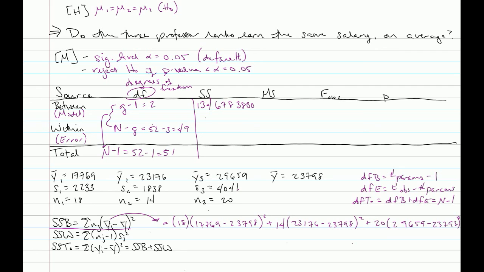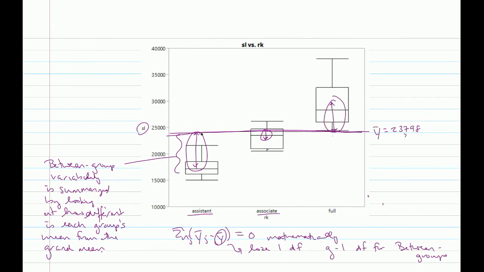So I need to do something similar for SSW, but SSW doesn't tell me about how my mean for group 1 is different from that overall mean. It tells me about how the individuals in group 1 differ from that group 1 mean. And then it tells me about how the individuals in group 2 differ from the group 2 mean, and so on and so forth. So if I look at this plot, instead of my between groups, I don't care anymore how group 1 differs from the grand mean and how group 2 differs from the grand mean. I care about this width and this width and this width.